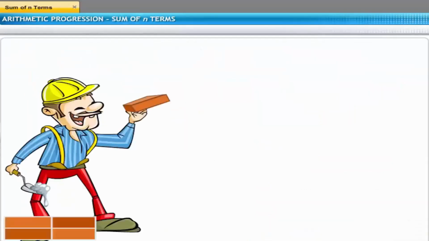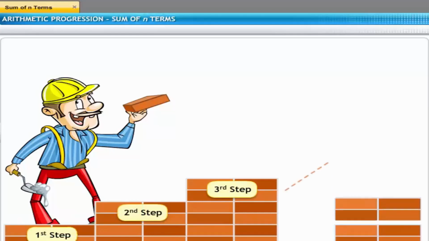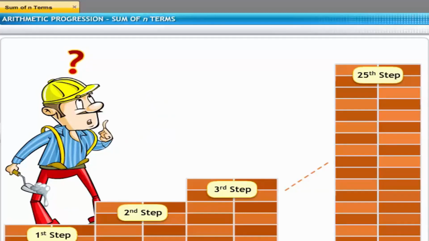A mason is laying bricks for a narrow staircase. For every step, he needs to add 4 bricks to the previous step. The staircase requires 25 steps. If you were to order the bricks for the mason, how would you determine the total number of bricks required for the staircase? In this lesson, you will learn how to calculate the sum of n terms in an AP.